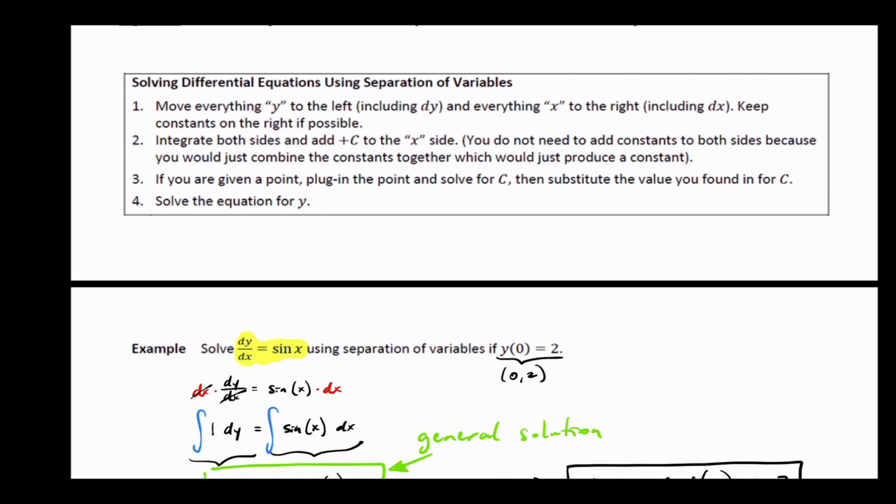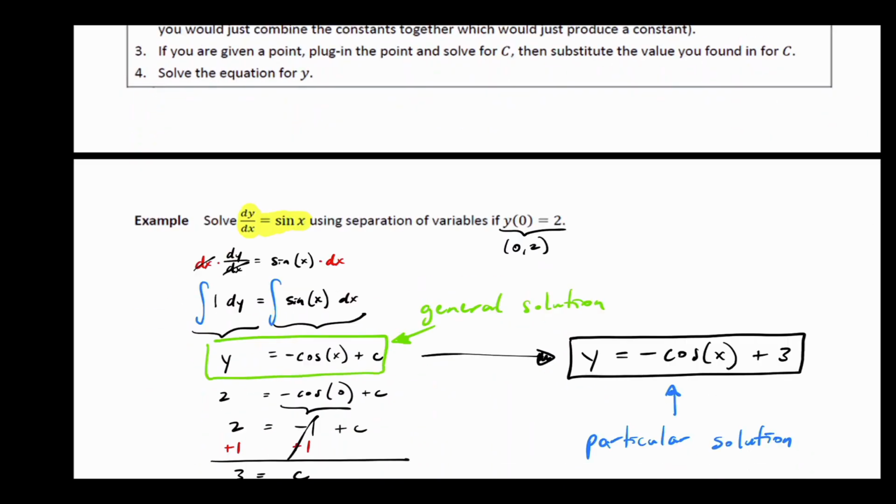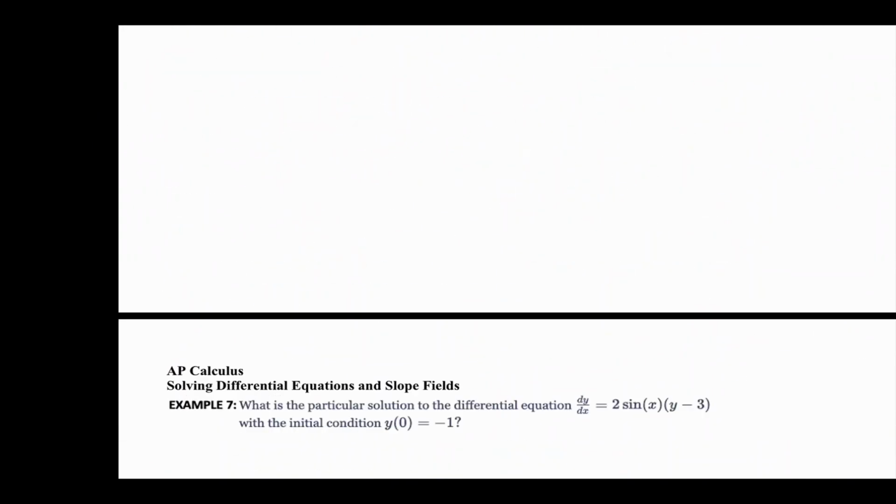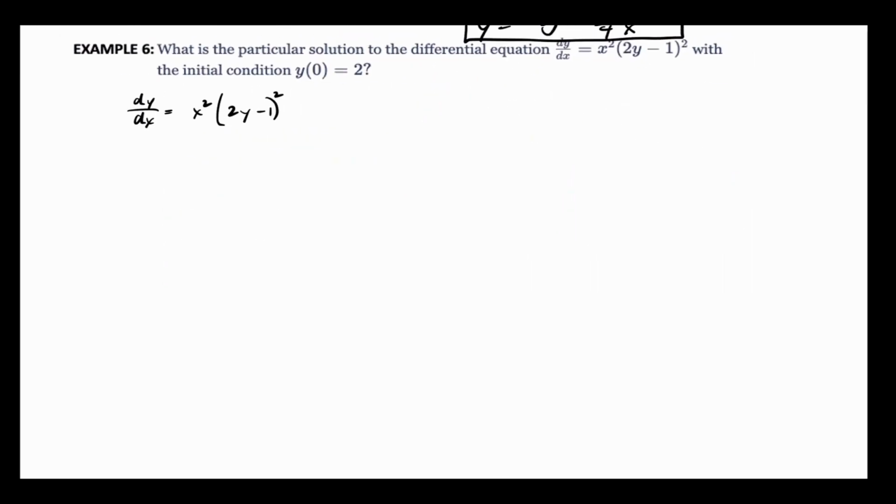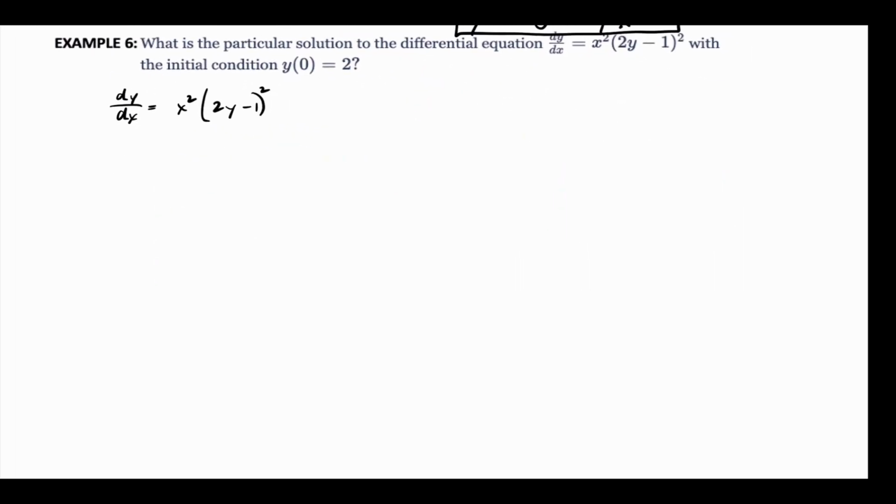Integrate both sides, add a plus C to the X side, the right side. And then either solve for Y, plug in the point, or plug in the point, solve for Y. You can do 3 and 4 interchangeably. You can do either one. Okay, number 6.